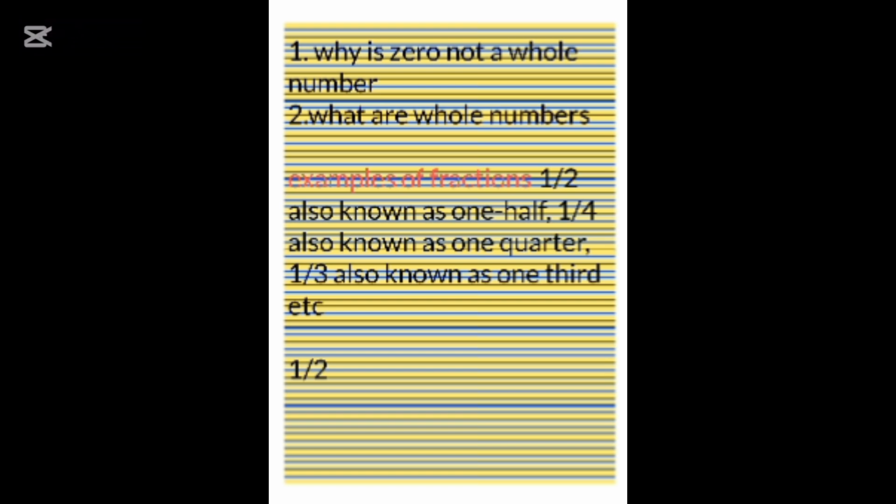Now, let's know the various parts of a fraction. 1/2. Just know that the number on top is called the numerator, and the number below is called the denominator. So 1 is the numerator and 2 is the denominator.